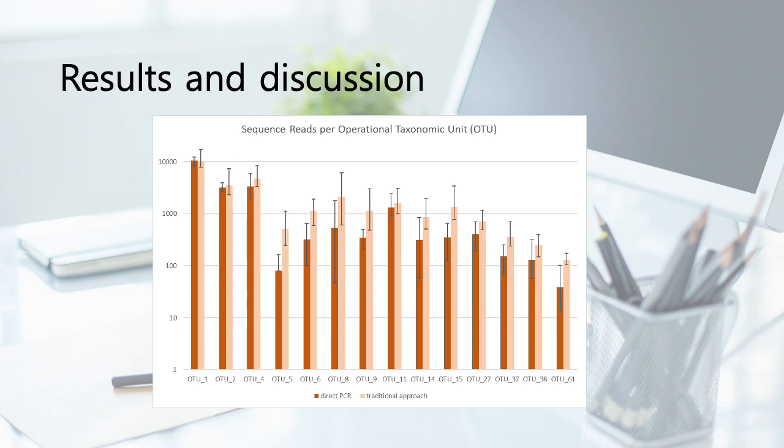Generally, direct PCR did not have a large effect on sequence read abundance. However, read abundance varied strongly between species. Please mind the logarithmic scale on the y-axis. We are currently investigating whether this was caused by primer bias or an artifact of differently degraded tissue.